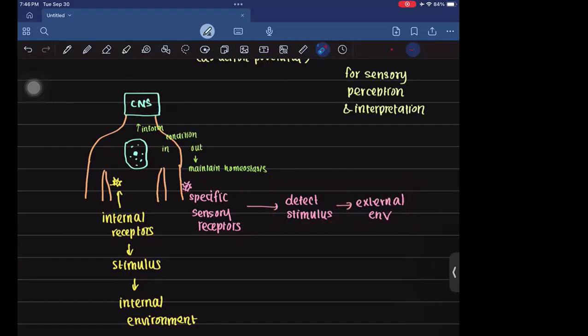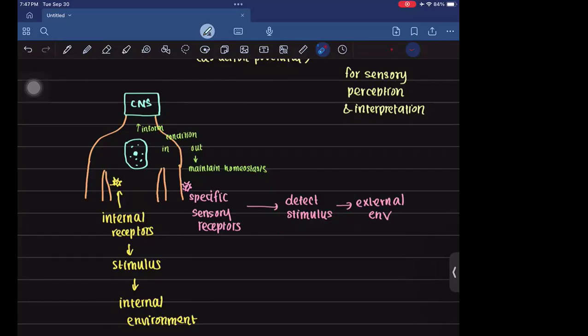And there are certain others which are basically internal receptors, and they will be detecting the stimulus from the internal environment. So there are internal sensory receptors as well as external sensory receptors. Specific sensory receptors have the ability to detect the stimulus arising from the external environment, for example, moving your hand away from the fire or hearing a loud noise and closing your ears. Those are external environment stimuli, and there are specific sensory receptors to detect them.